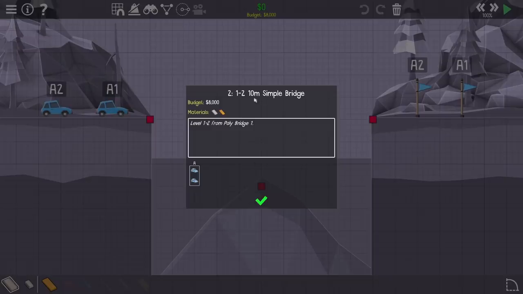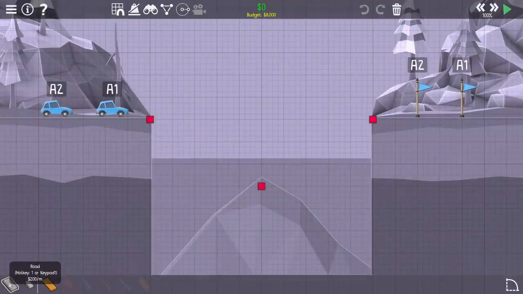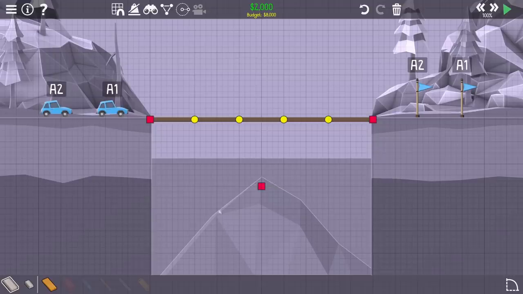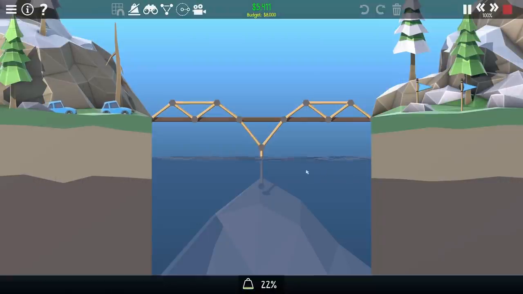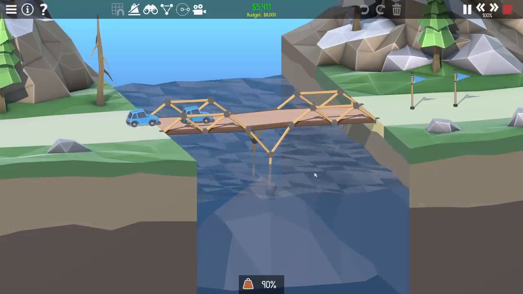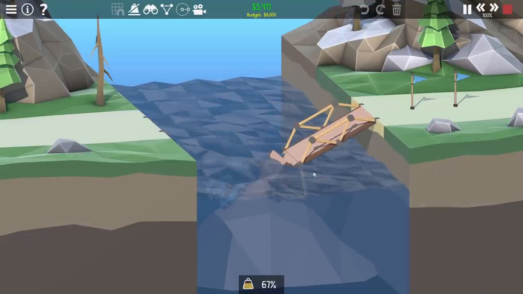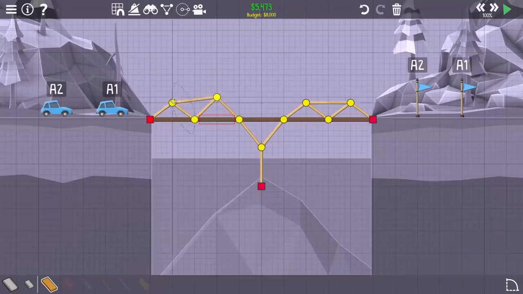Right, so the next level is a 10-meter simple bridge. So this is just a slightly longer bridge, but we actually have a support in the middle. So what I'm going to do, I'm going to use that like that, which sort of reminds me of female anatomy. Is that weird? I think that's weird. I think we'll just press play and hope it works. Right, come on. Oh, it didn't work. Yeah, I think these probably need to be slightly bigger.